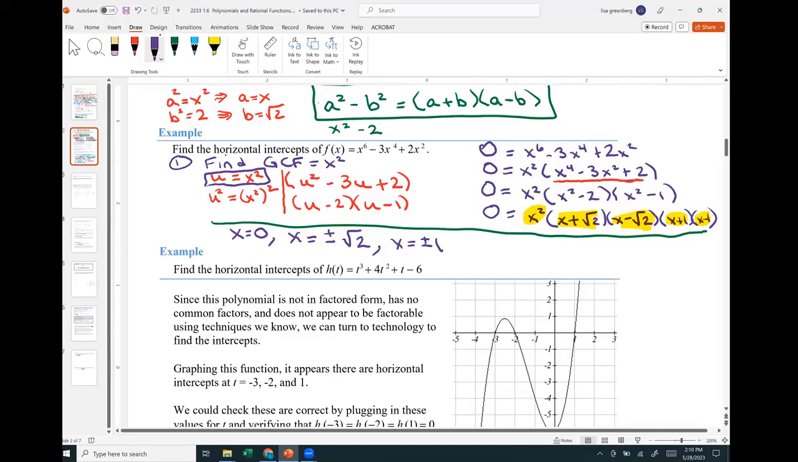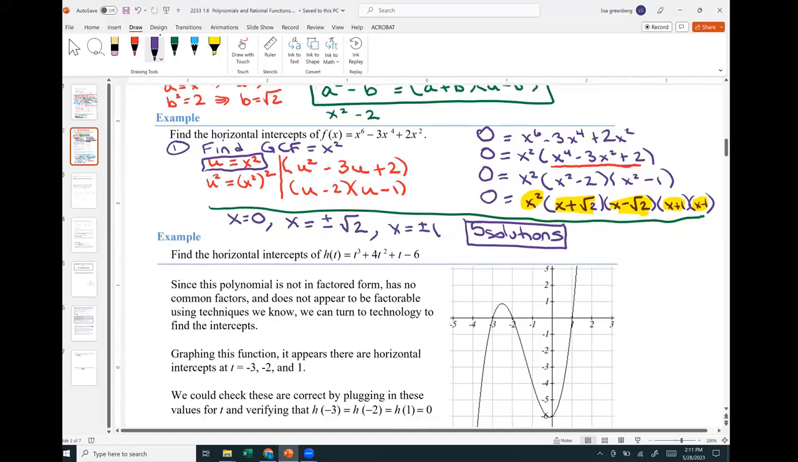So I actually have 5 solutions to this polynomial. And of course, horizontal intercepts, x-intercepts, and solutions, and zeros, we say all of those mean the same thing.